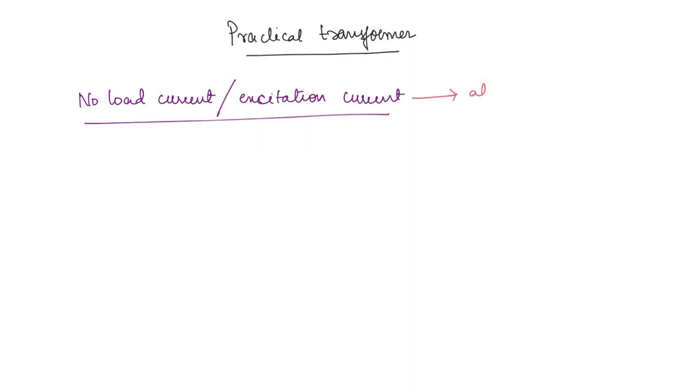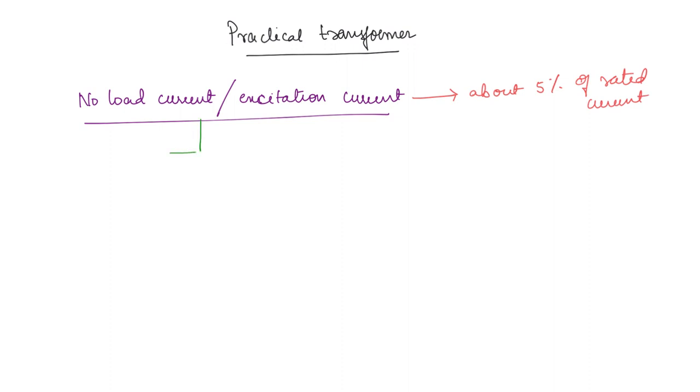So we have seen in an ideal transformer that no current will be taken by the primary winding from the source if the secondary current is not flowing. But that is not the case with the actual transformer. So there is going to be some no load current, also called the excitation current. Now the magnitude of this current is going to be about 5% of the full load current or the rated current.